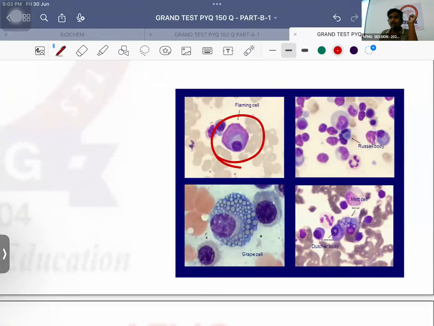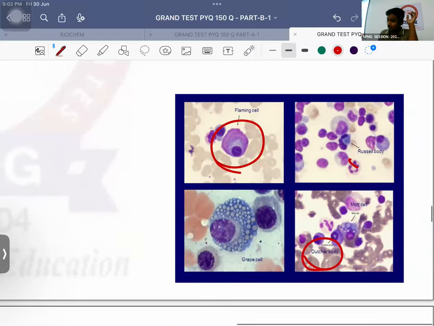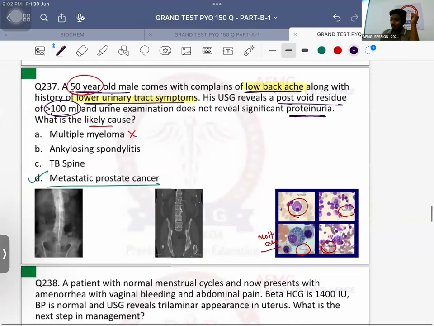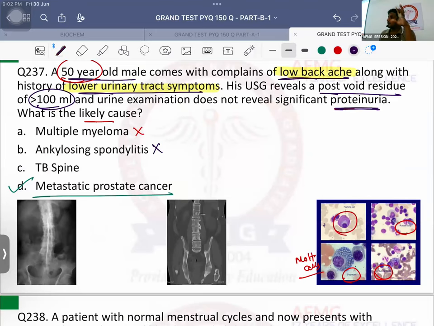What are the features other than that? We can see flame cells. Then we can see intranuclear inclusion bodies known as Dutcher bodies and some intracytoplasmic inclusion bodies known as Russell bodies. These are known as grape cells or grape-like inclusions seen in Mott cells. Very important feature of multiple myeloma. Okay? Then ankylosing spondylitis presents with low backache, but in a young male.